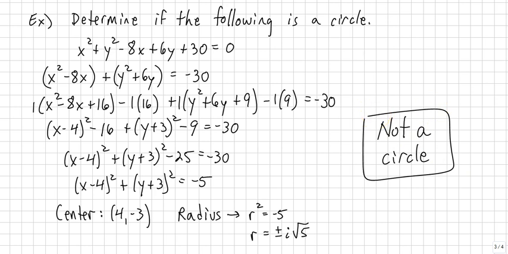It's not a circle because the radius is an imaginary number. What should be the radius ends up being an imaginary number, which is not a length. So there is no center because this isn't a circle, and there is no radius. So this is just not a circle, even though it kind of looks like one, it's not.